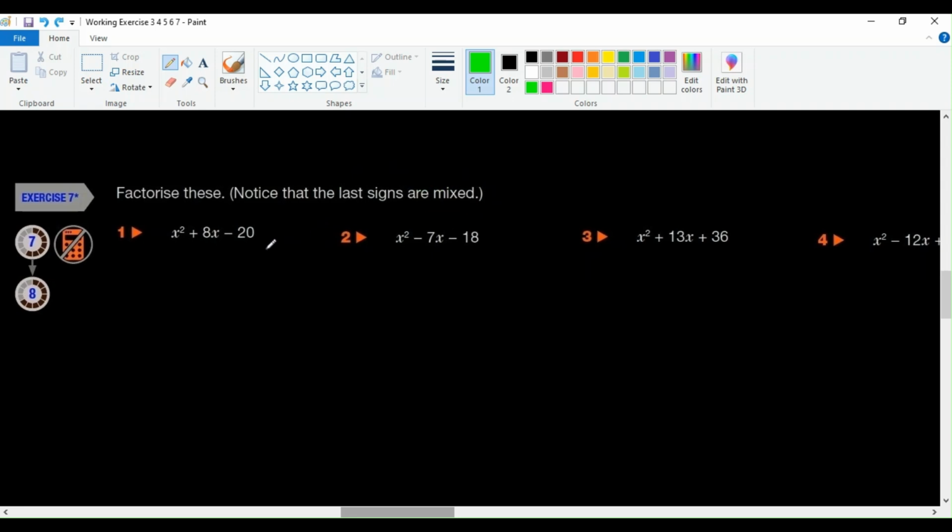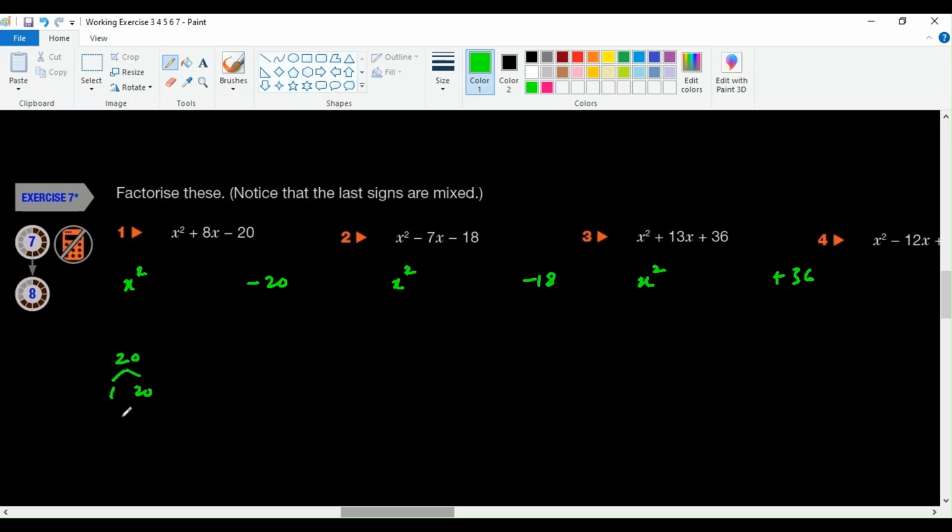The method I have explained is going to work for all. So I will write x square like this and minus 20 this way. In here x square and minus 18 I will write with the distance, and x square plus 36 I will write for this question. Now comes 20, how to get the factors of 20? I will find out like this.